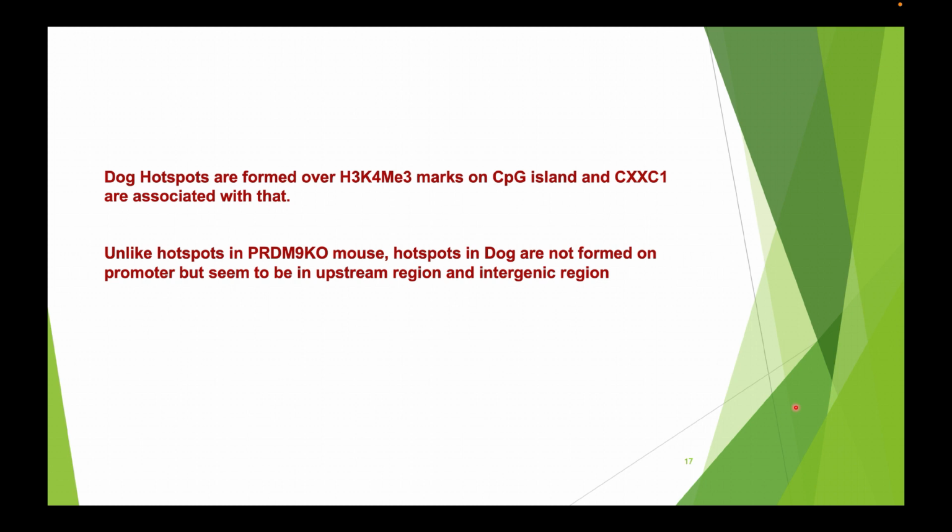So in dog, hotspots are formed over the H3K4 trimethylation marks, and CXXC1 is associated with that. And unlike hotspots in the PRDM9 knockout mouse, hotspots in dogs are not formed on promoters, but seem to be in upstream regions or in some intergenic region.